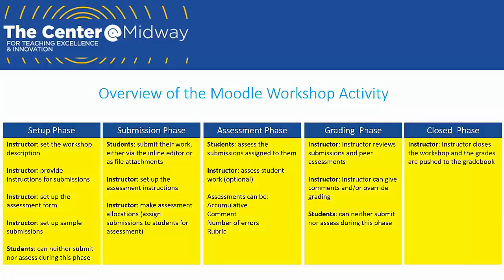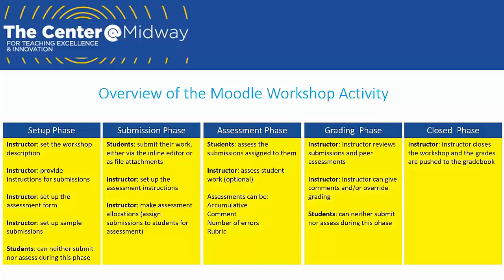Finally, once the instructor has reviewed the grades and agreed that they're all okay, or made any changes that he or she wants to make, the instructor pushes the activity into the closed phase. When the activity is in the closed phase, that is when the students can see their grades in the gradebook. Okay, so those are the phases of a Moodle workshop activity.